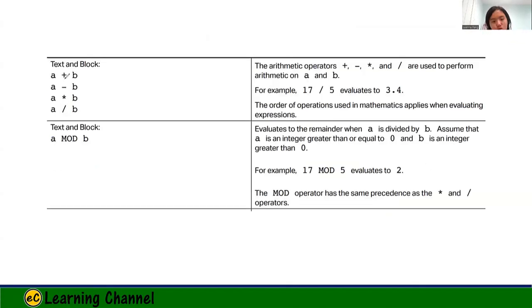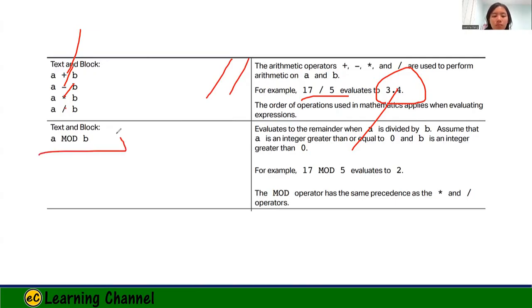So for mathematical operations, you have plus, minus, times, division. Remember that they may have integer division, or they may have floating-point division. If they don't talk about it, usually slash evaluates to real numbers. Double slash in Python evaluates to integer.